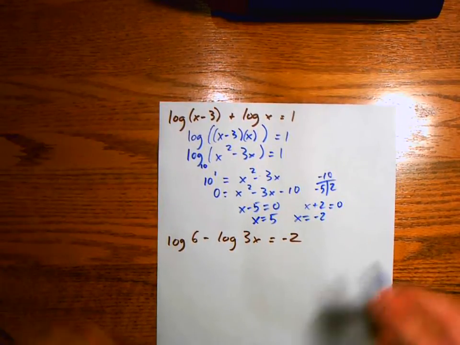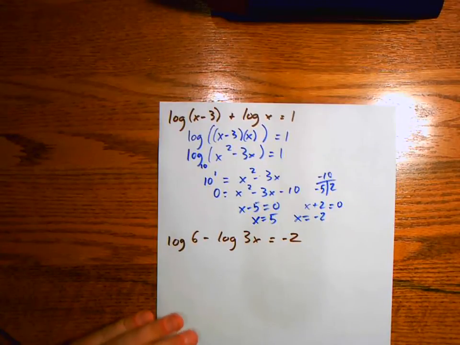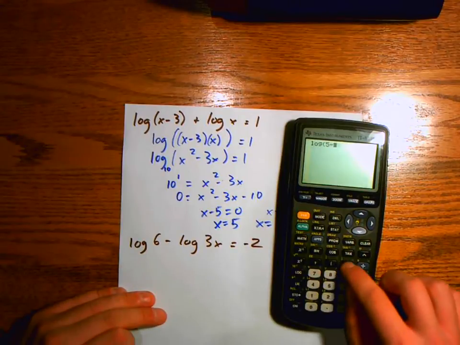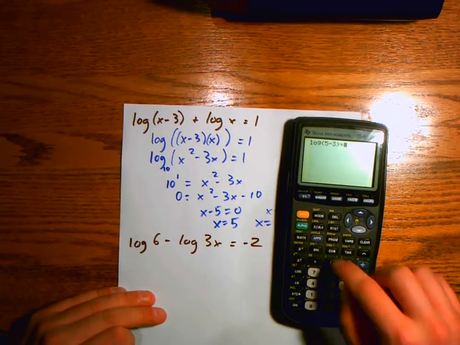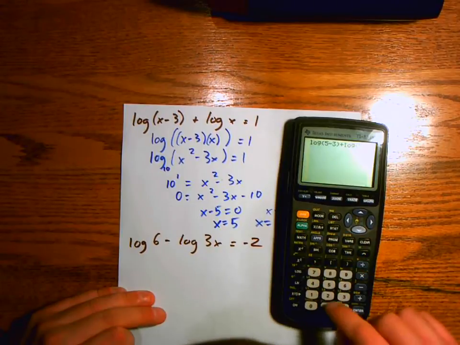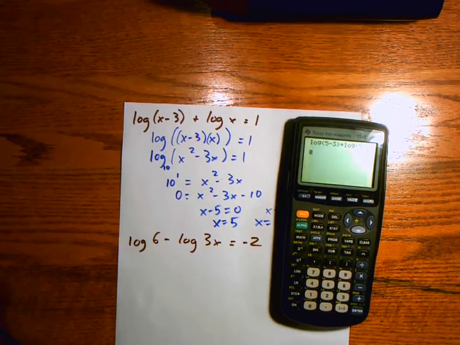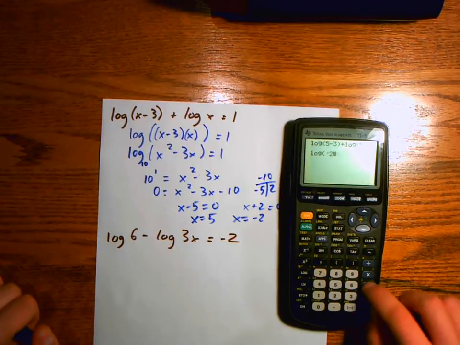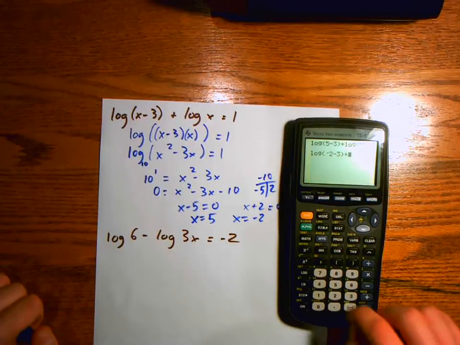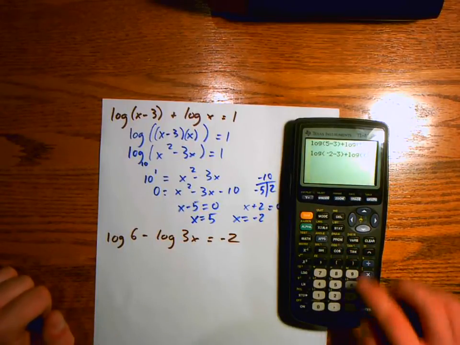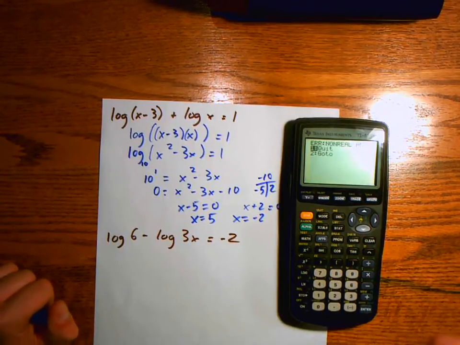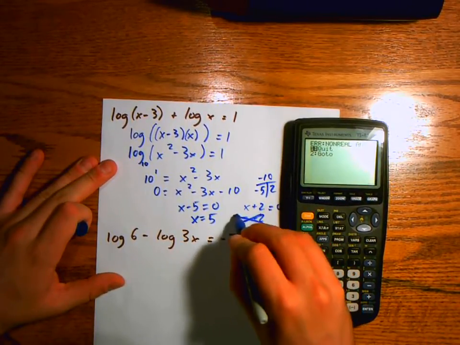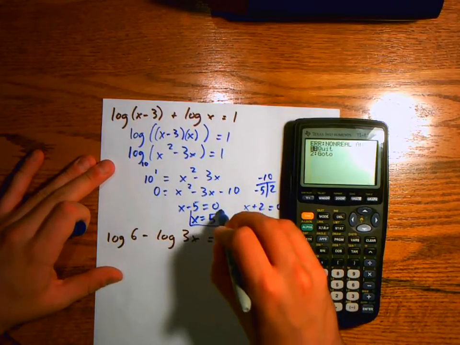Checking for the solutions when you plug it back in, you take the log of 5 minus 3 plus the log of 5, we should get 1, and we do, so that one works. Then trying negative 2, log of negative 2 minus 3 plus log of negative 2, we get a non-real answer. So this is not a solution. The only one is x equals 5.